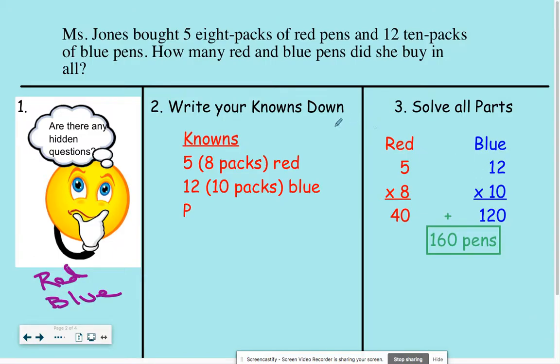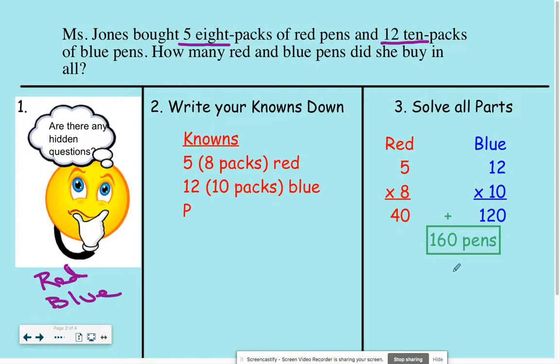So the next step is to write our knowns down. When you write your knowns down, it is important to group together anything that maybe goes together. So in the very first part, it says we have 5 8-packs, and that's of red pens. So I'm keeping my information organized together. And we have 12 10-packs. So I have my 12 with the 10-packs of blue pens. And ultimately, we're trying to solve what P is, the amount of pens.